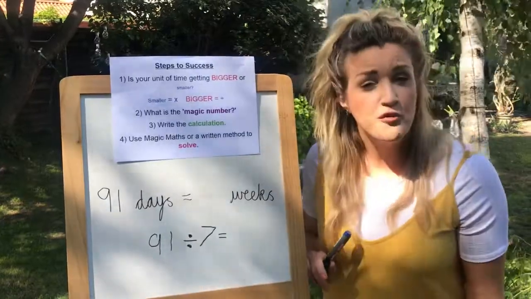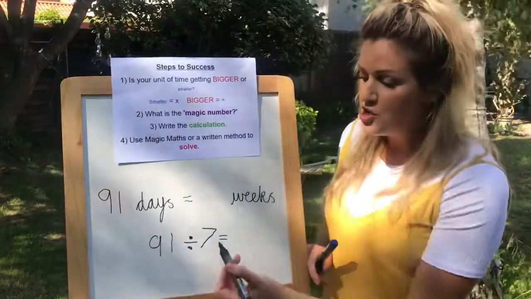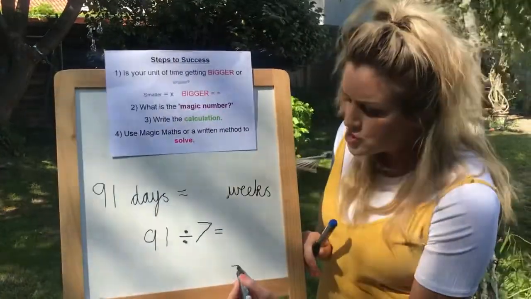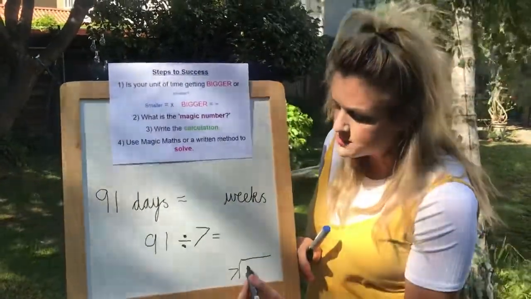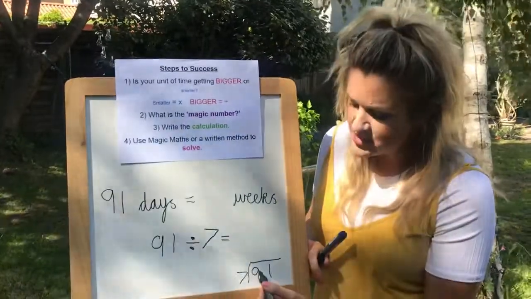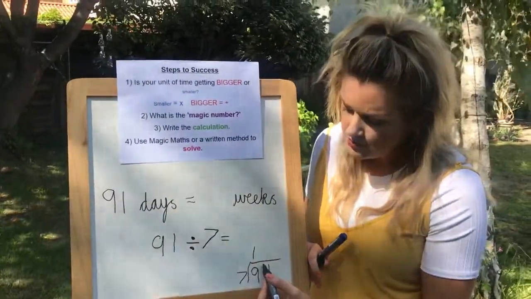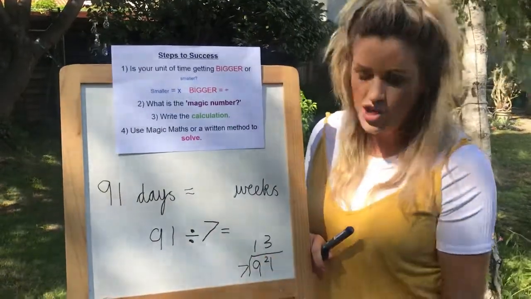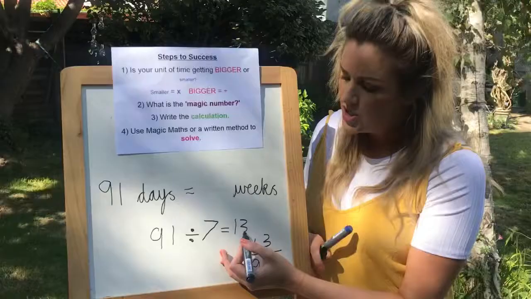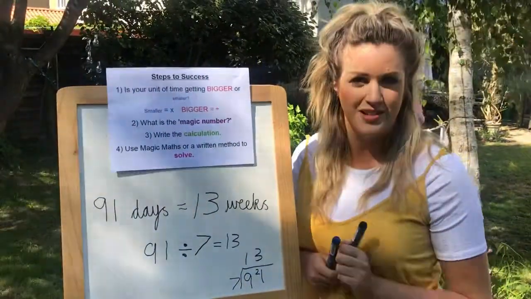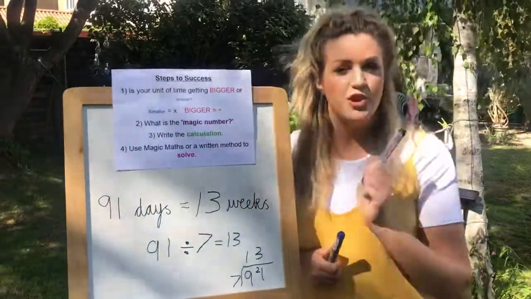Now if you're really confident with your 7 times tables, you might be able to do that mentally using your magic maths. If you're not, you can do a little written method here. You can use short division. How many 7s in 9? 1 with a remainder of 2. How many 7s in 21? 3. So our answer is 13 weeks. Okay, right, let's give you some to try.